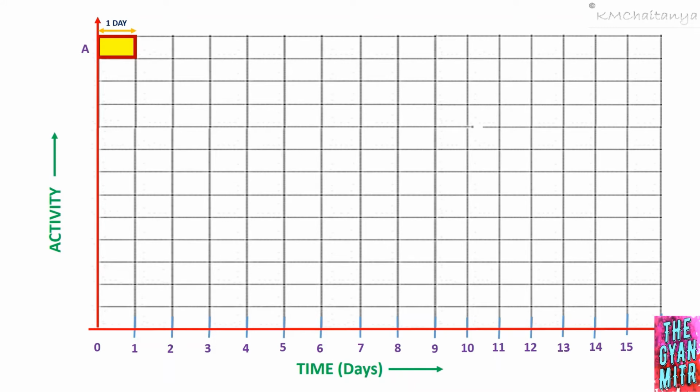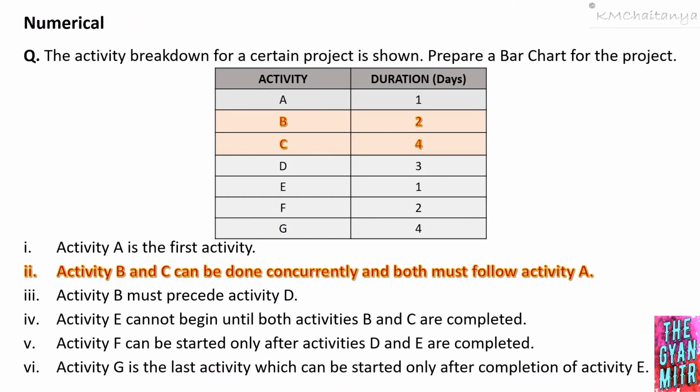Now let's look into the second relation. The second relation is activity B and C can be done concurrently and both must follow activity A. The durations for activity B and activity C are: from the table we can see activity B takes 2 days and activity C takes 4 days to complete.